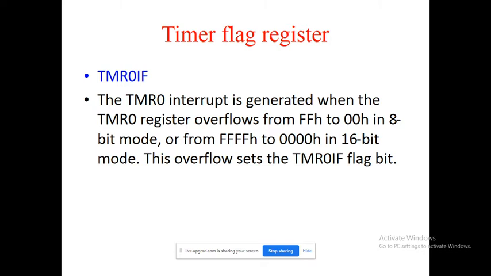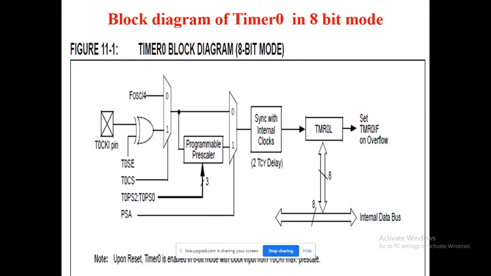In this fashion our timer section works, and this is the block diagram of timer 0. Just see here, this is the internal cycle, that is Fosc divided by 4. The other option is the external clock source, and you can choose it with the help of the timer 0 clock source bit. 1 means external clock, 0 means internal clock.